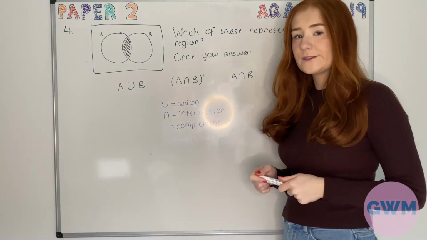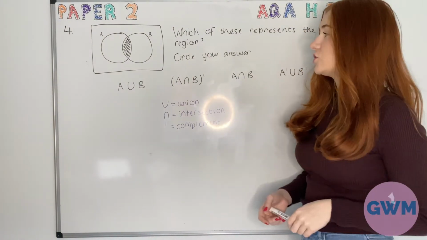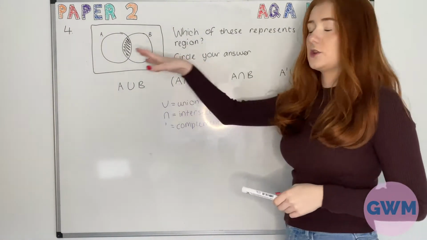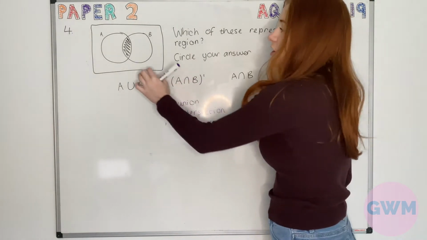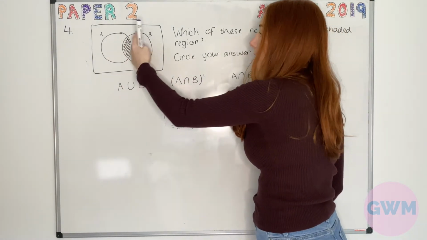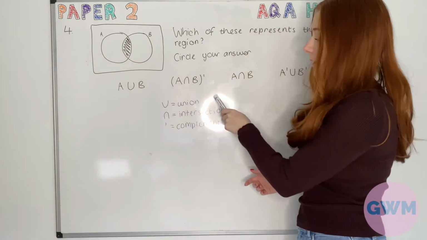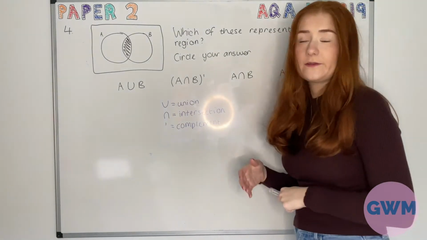Question 4 now. Question 4 states, which of these represents a shaded region? It gives us 4 answers and shows us a diagram. You can see that the shaded region is this little bit between A and B where they overlap. I've written here what the symbols mean in case you've forgotten for Venn diagrams.